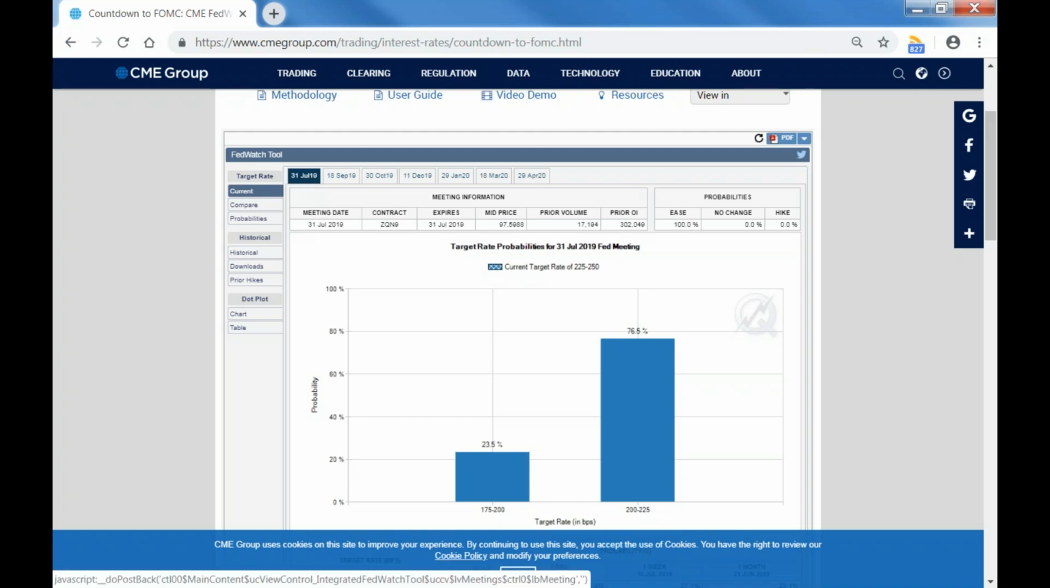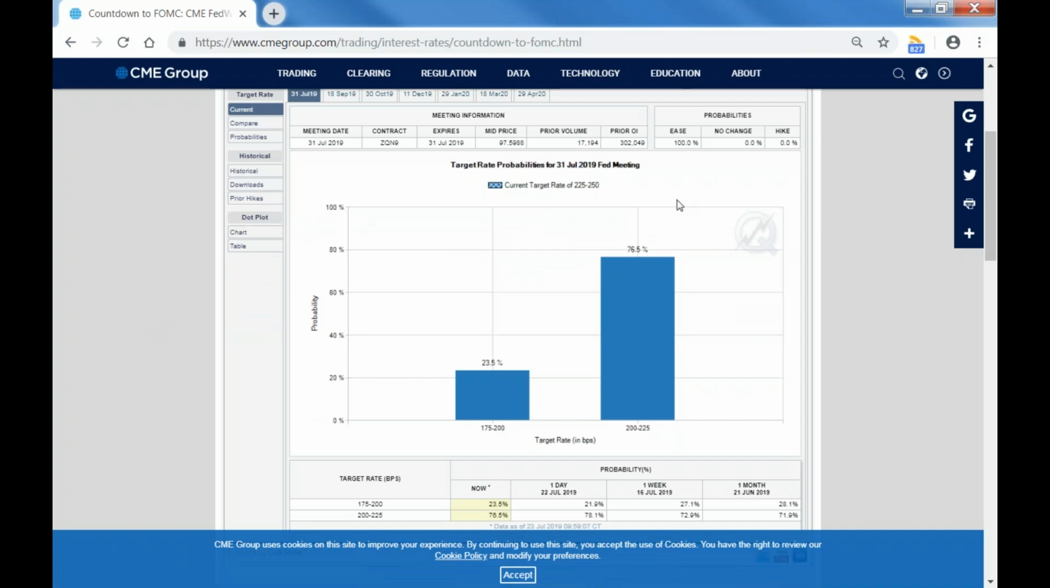Anyway, so what you do here is you say, okay, July 31st, 2019 is the next rate decision, right? And we have this chart, and it says current target rate is 225 to 250 basis points. And what the Fed Watch tool is saying, based on the Fed funds rate, the actual traded futures market, is we have a 76.5% chance we're going to have a 25 basis point target reduction. That's the smallest increment that the Fed thinks in terms of. So going from 225 to 250, to 200 to 225.